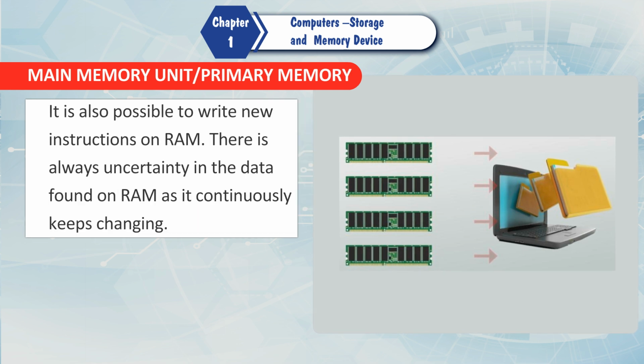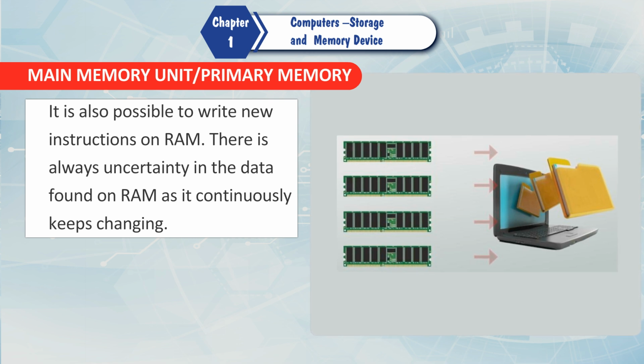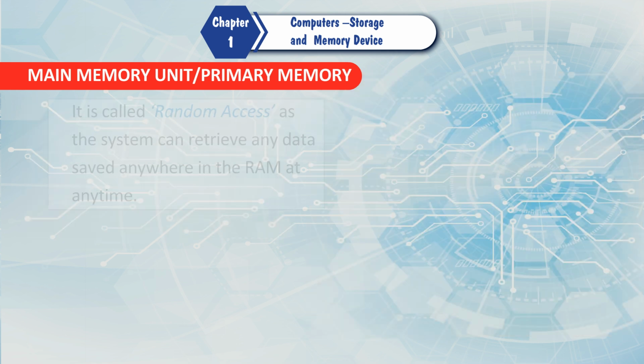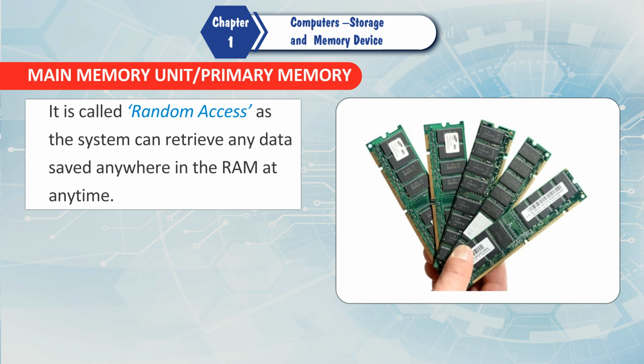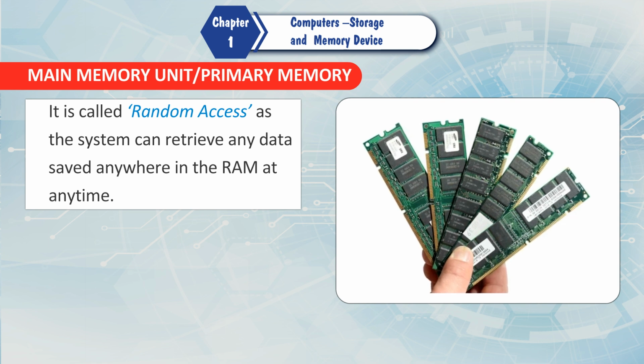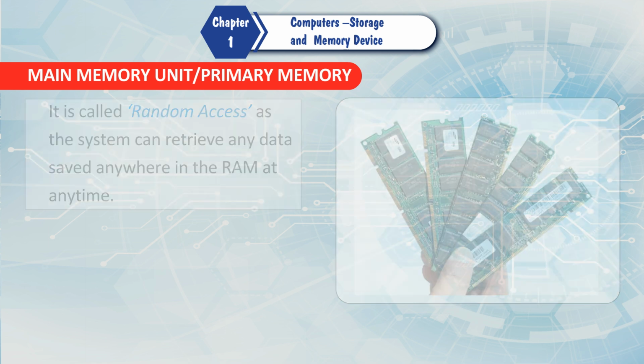It is also possible to write new instructions on RAM. There is always uncertainty in the data found on RAM as it keeps changing continuously. It is called random access as the system can retrieve any data saved anywhere in the RAM at any time.